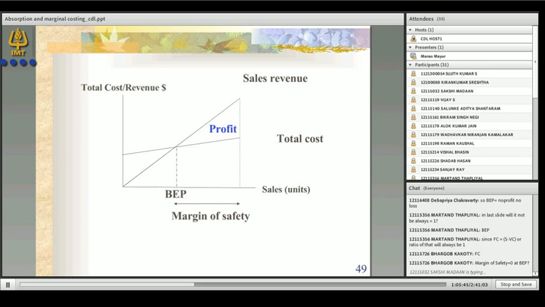Margin of safety is 0 at break-even point. Yes, correct. Margin of safety is nil, because at break-even point you are simply breaking even, right? So there is no margin of safety for you.